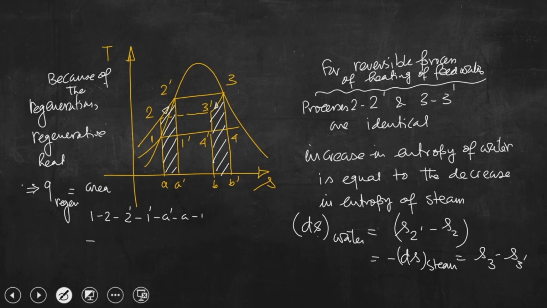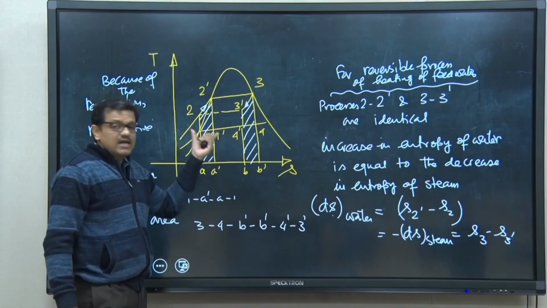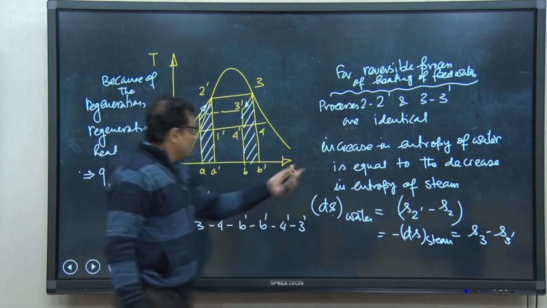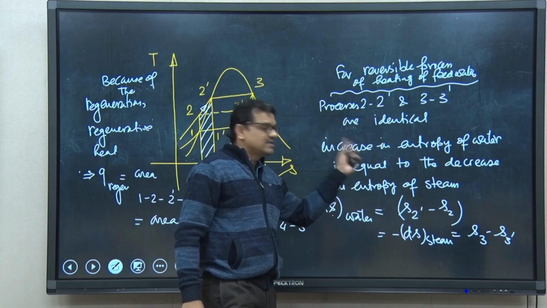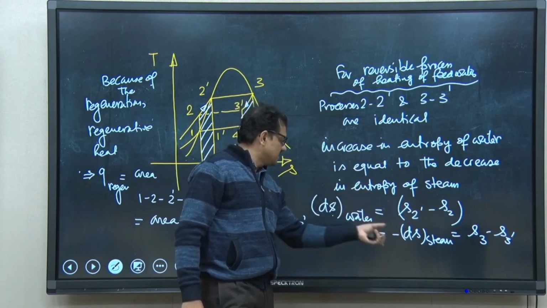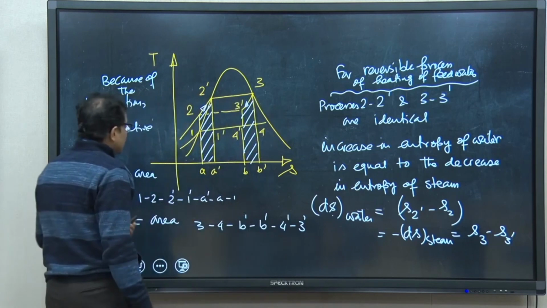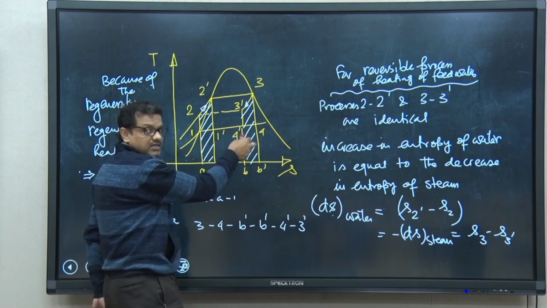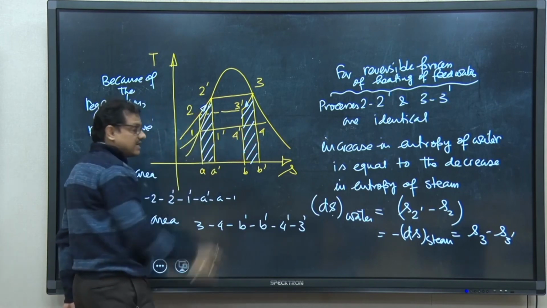This area is equal to the area 3, 4, B prime, B, 4 prime, 3 prime. So, these two areas are equal, which we can see from the schematic, because the processes 2 2 prime and 3 3 prime are the same, and also we could show that the increase in entropy of water is equal to the decrease in entropy of steam. So, these two are the same. It is because of this reduction in temperature or heat that we can regenerate that heat. So, this is the regenerative heat.